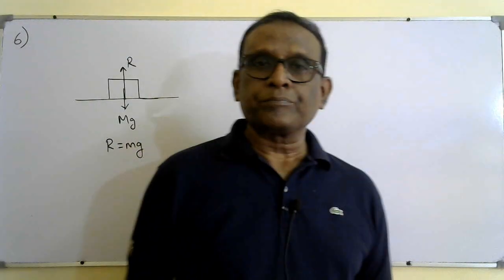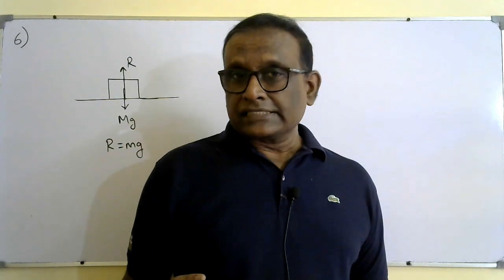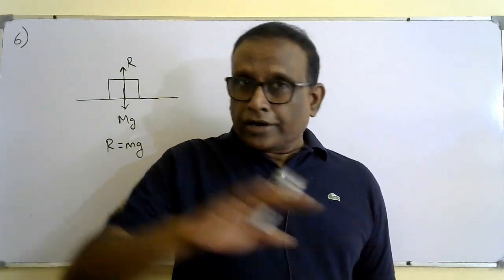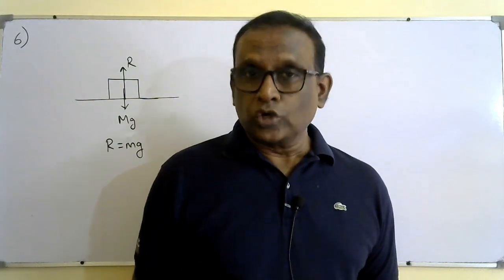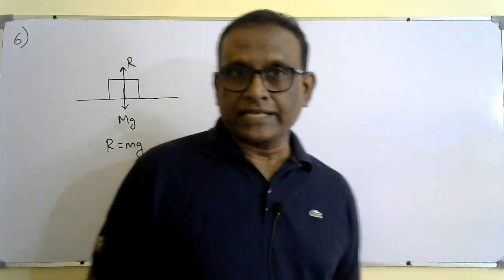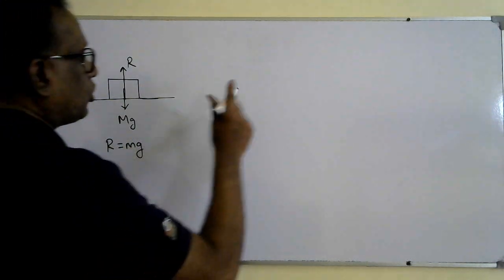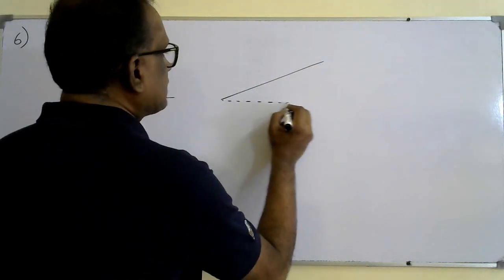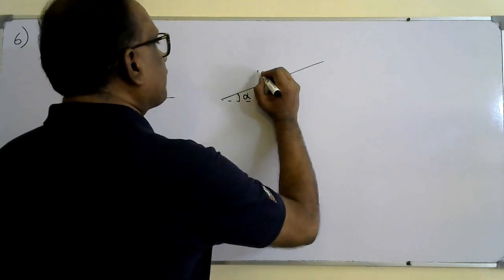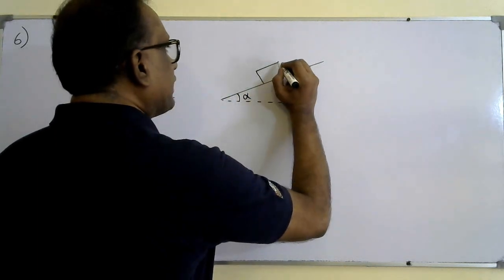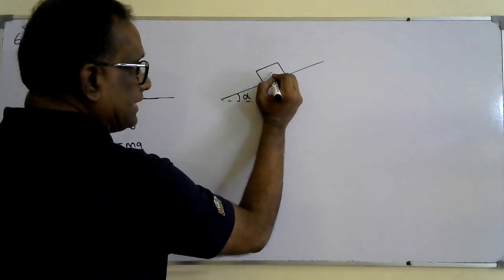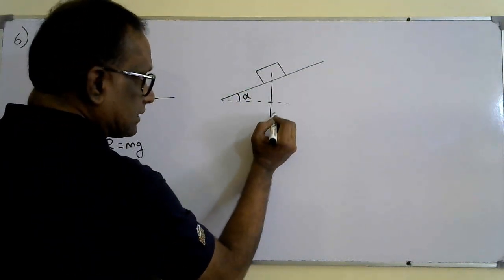R equals mg. The normal reaction could change depending on the orientation of the slope on which the object is kept. Say for example, if the object is kept on a slope like this, where the angle is alpha, and if the object is at rest, in that situation the weight is acting vertically downwards, that is mg.